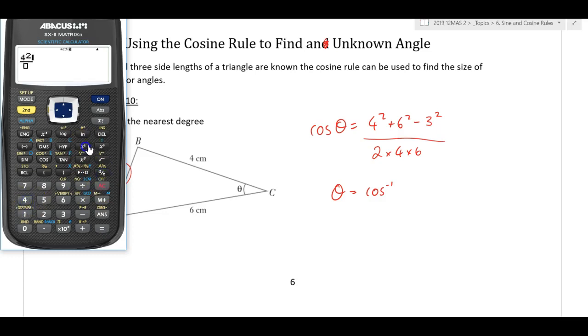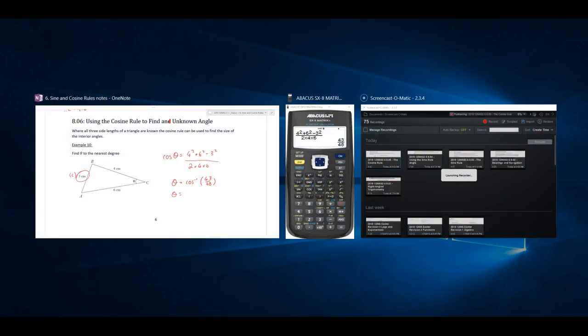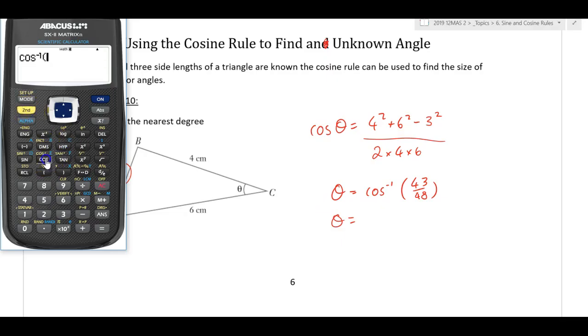I'm going to say 4 squared plus 6 squared minus 3 squared over 2 times 4 times 6. You can write it like that. Equals. It doesn't matter if it's a fraction, but that's our decimal that we had before. Well, let's go back to the fraction. 43 over 48 is the inverse cos of 43 over 48. That's nice and easy to write down. Therefore, theta equals the inverse cos of that, second function cos of my answer, which is equal to, to the nearest degree, 26 degrees.